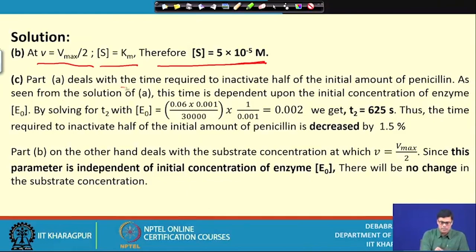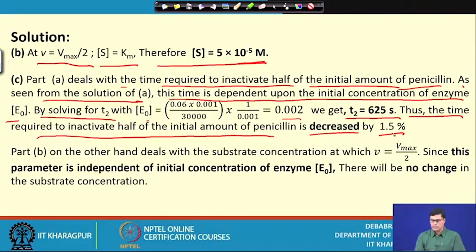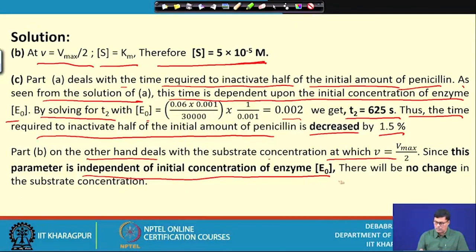And part A deals with the time required to inactivate half of the initial amount of penicillin. As seen in solution 1, this time depends upon the initial concentration of enzyme E0. By solving for T2 with E0 equal to this, we get T2 is this, and thus the time required to inactivate half of the amount is decreased by 1.5%. So that question was, if you increase the enzyme concentration, how does it affect this system? And since this parameter is independent of the initial substrate concentration, there is no change in the substrate concentration.